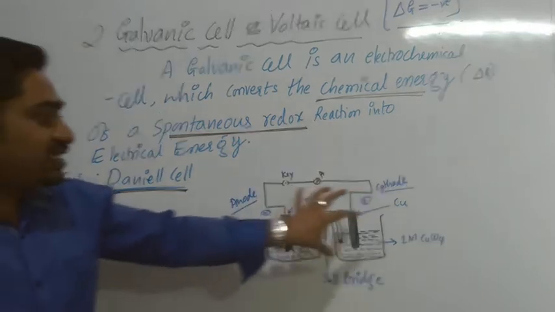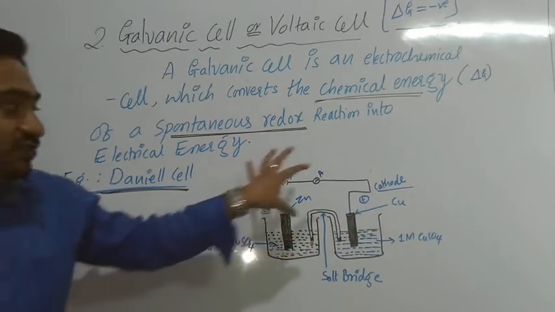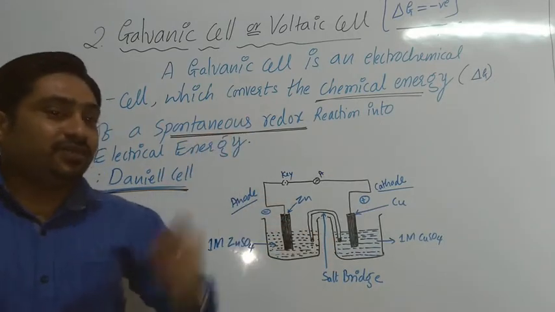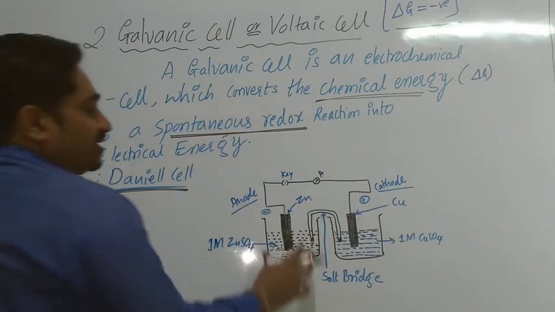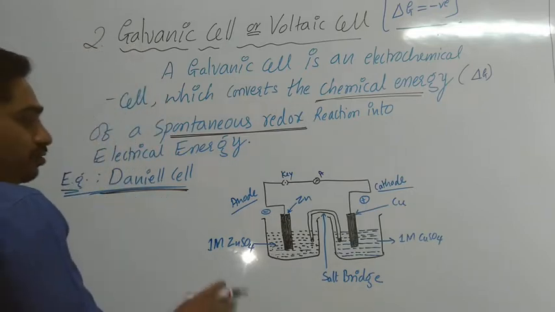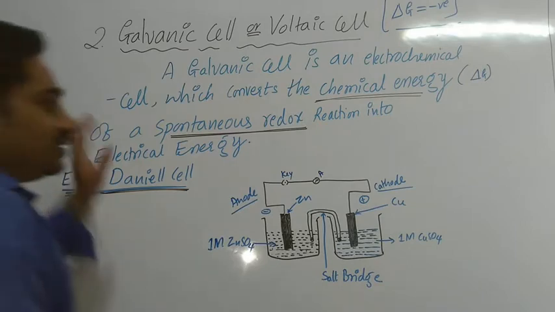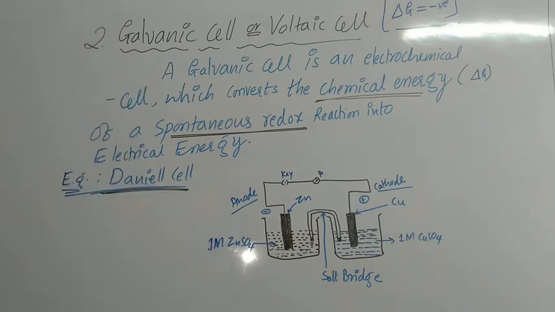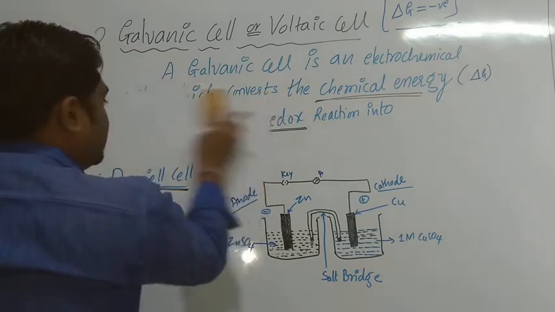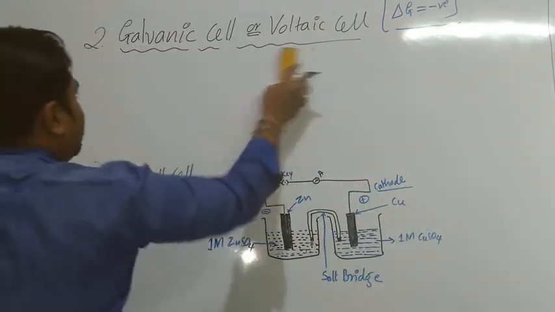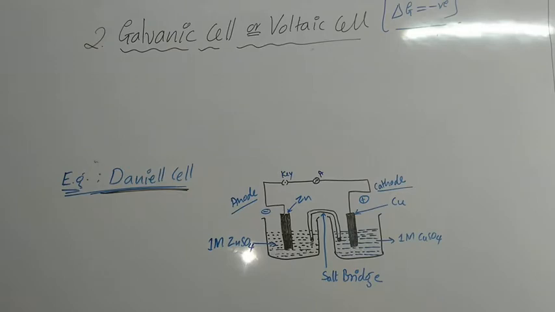So now this is the setup for the Daniell cell. You have learned a bit about this in your first PUC. The Daniell cell is made of these components. We'll explain about this later. Now we'll erase this. Now this setup is the Daniell cell.